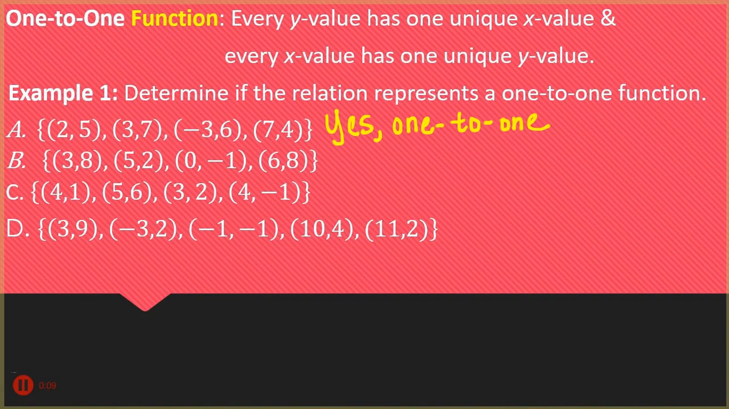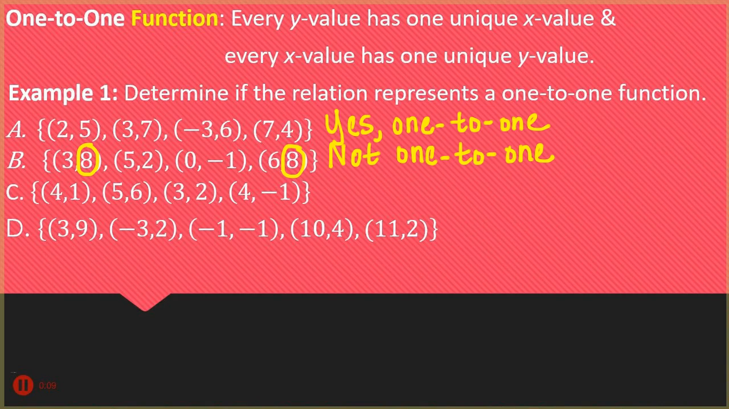Let's look at B. First, look at your x values. Do you see any repeats? I don't see any repeats in my x values. However, I do see a repeat here. The number 8 pops up twice, so no. This is not one-to-one.